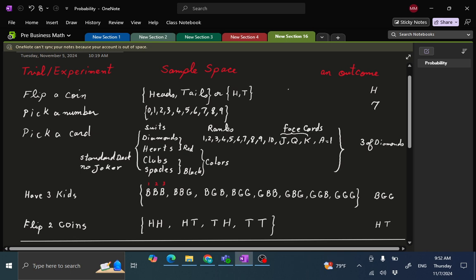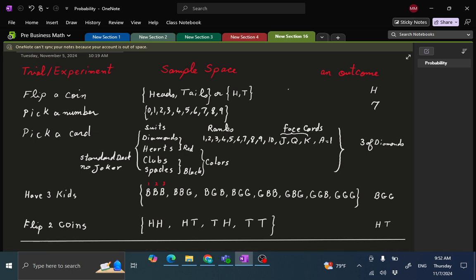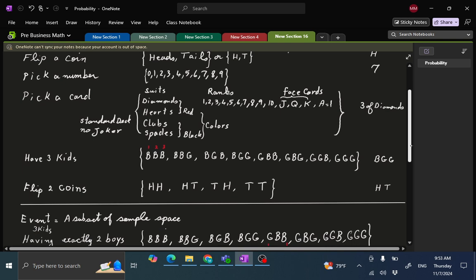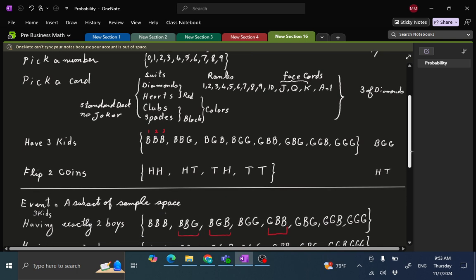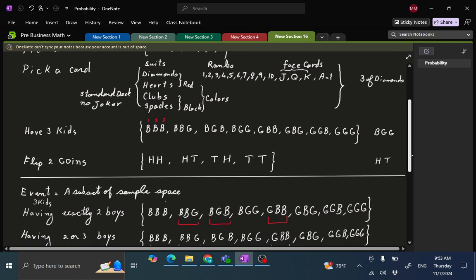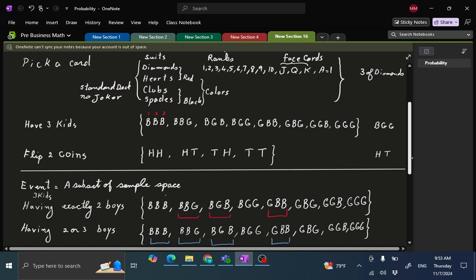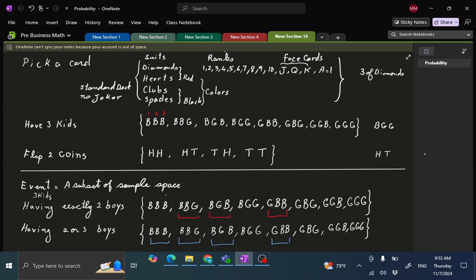So next up, we want to talk about probabilities and what's the chance of a particular outcome, or what's the chance of a particular event. So an event is a subset of the sample space. So it all depends on what experiment you're running. Let's go through a simple one.